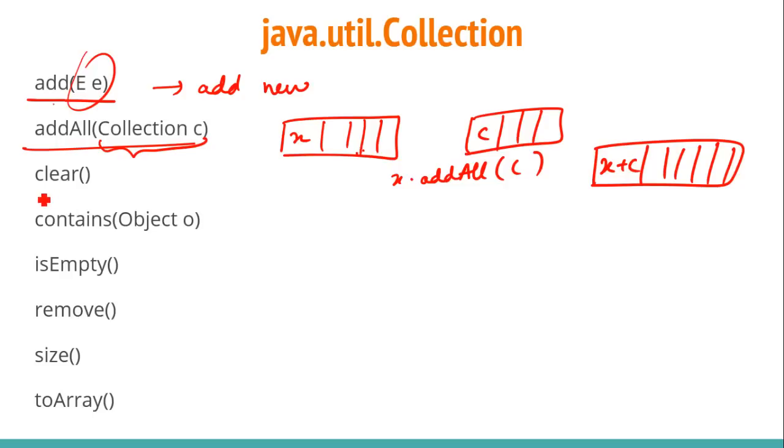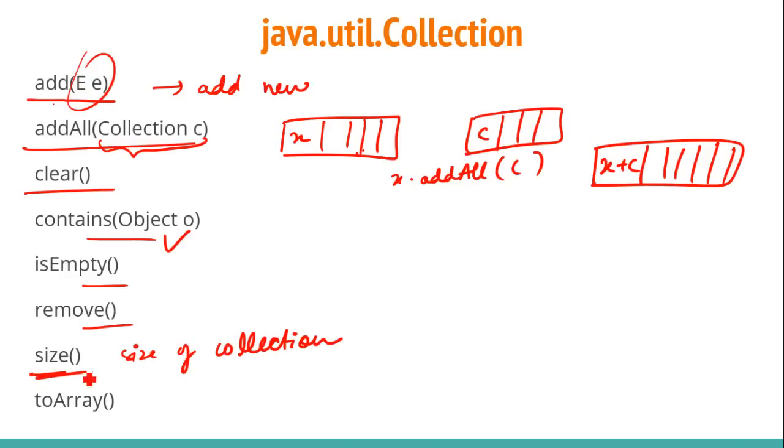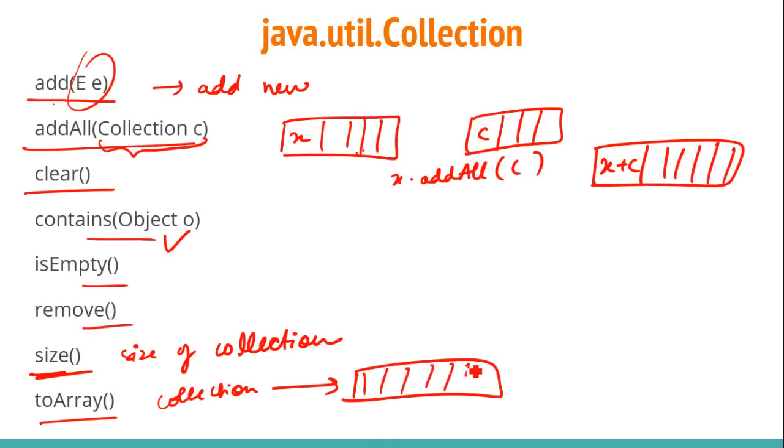Correct? Then we have clear, which removes all the elements from the collection. We have contains, which checks if a particular object is present in the collection or not. Then isEmpty will check if your collection is empty or not. Remove will remove a particular element from your collection. Size will give you the size of the collection. So how many elements are there in the collection will be returned by size. And then finally we have toArray. What toArray does is it simply converts whatever collection you have, takes all the data members, puts them in an array and returns the array back to you. Alright, that is the purpose of the toArray function.